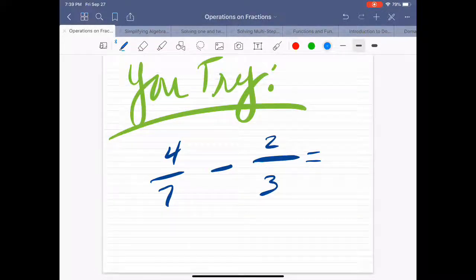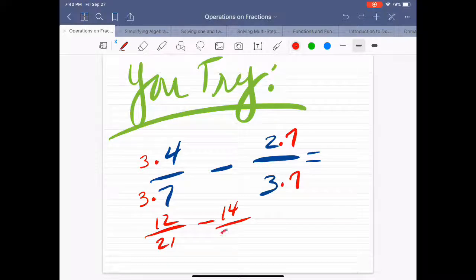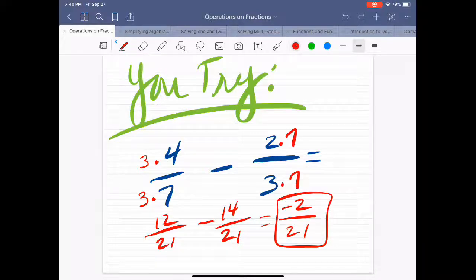To subtract 4 over 7 minus 2 over 3, you need a common denominator. The common denominator here is 21, so multiply the first fraction, both top and bottom, by 3. Second fraction, multiply both top and bottom by 7. So you will end up with 12 over 21 minus 14 over 21. Now that you have common denominators, you can subtract your fractions. So 12 minus 14 is negative 2. And when you subtract fractions, you bring down the denominator. Nothing simplifies, so you are done.